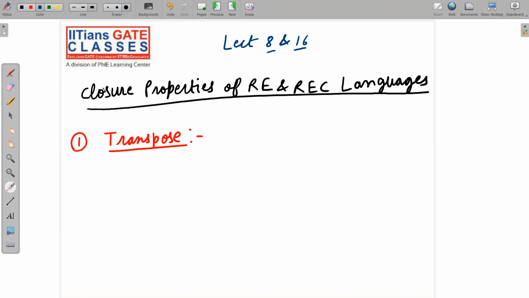So let me discuss closure properties of RE and REC languages. The first operation is the transpose operation, and I hope you remember what exactly it is, so let me revise. L transpose means W transpose such that W belongs to L. This means that if W belongs to L, then W transpose will belong to L transpose. So we have reversed each and every string in language L, and then we get L transpose.